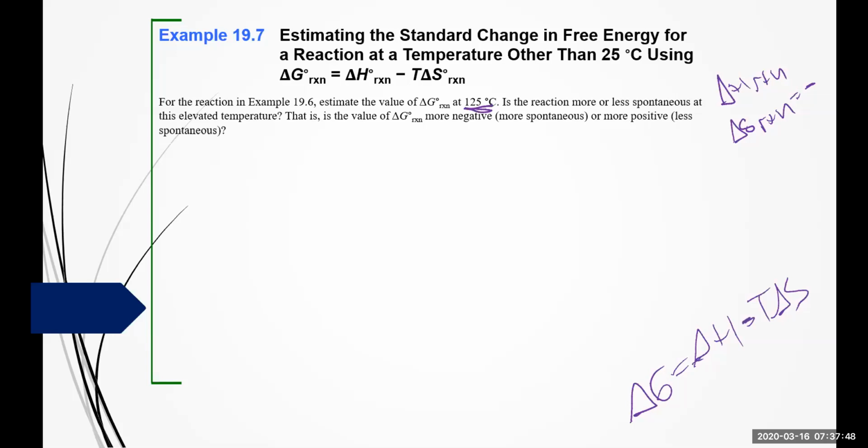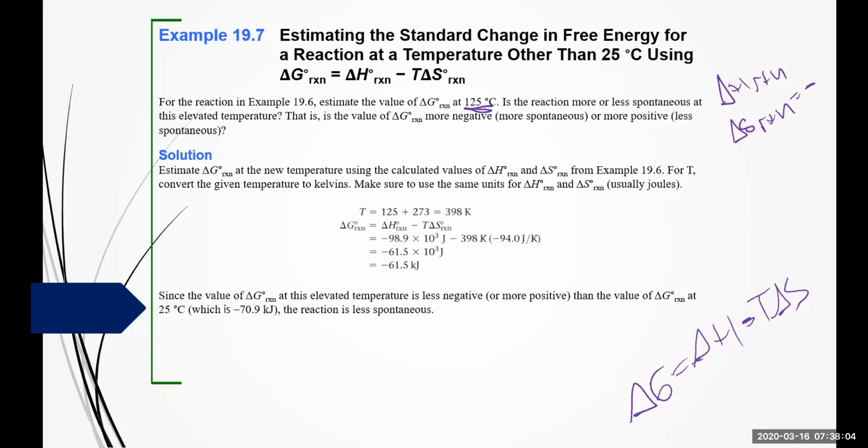And so we expect this to become a not quite as spontaneous process, right? So there's a chance that we would flip this over. And so now we have to plug it in. So we find our new temperature, 398 Kelvin. We plug that back in and we get negative 61.5. And so while it's still negative, it's still going to be spontaneous.